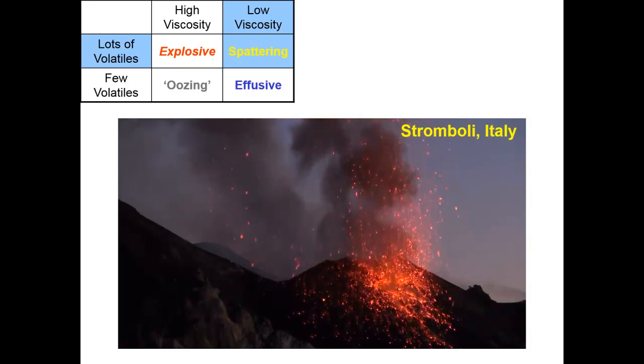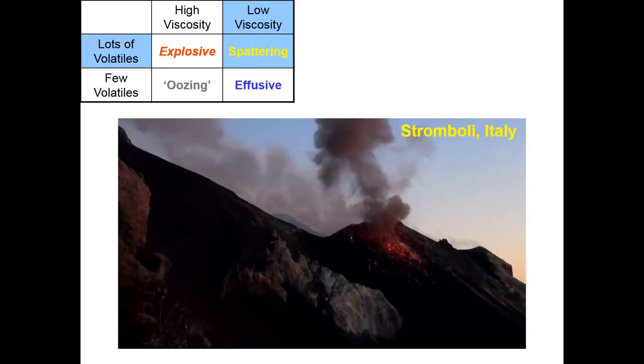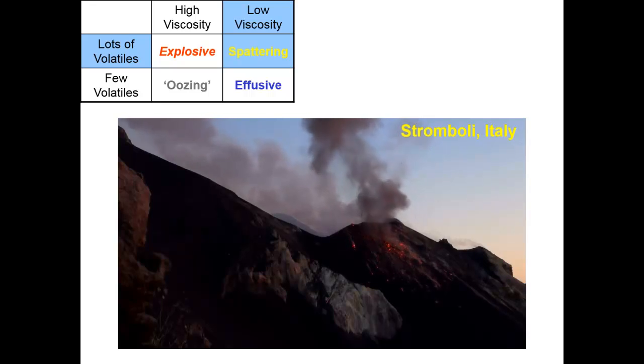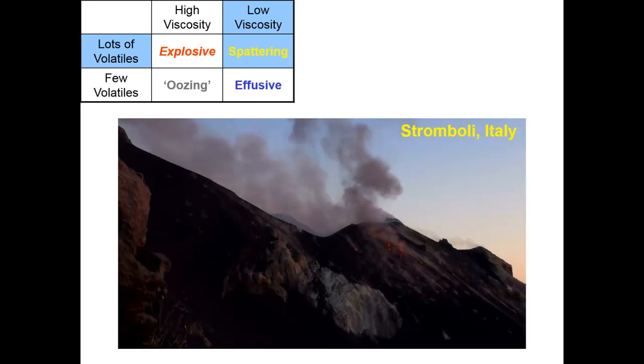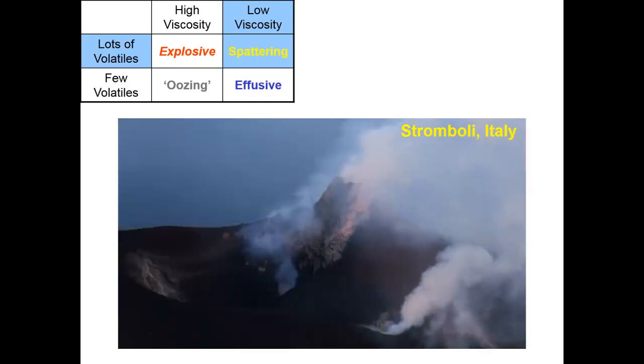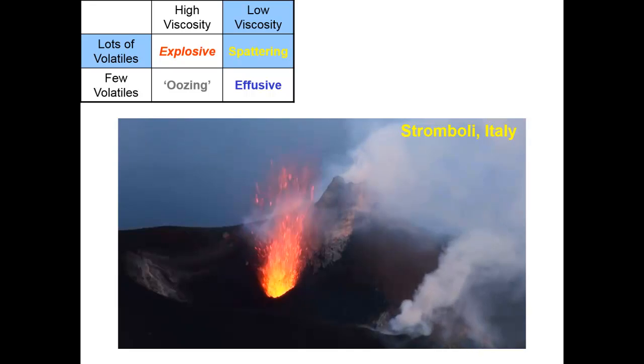These kind of eruptions are characteristic of volcanoes like Stromboli, where they erupt a relatively low viscosity magma, but for reasons such as interaction with groundwater, there's a relatively high volatile content in that lava.